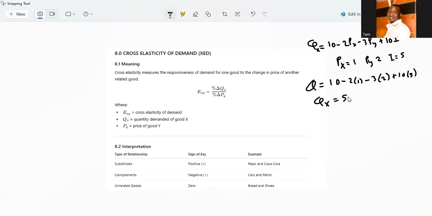Then they ask you what is the own price elasticity of demand. Put X on X. We simply get the gradient for good X times the actual price for good X over the quantity demanded. This is called own price elasticity, X on X. The gradients we have there are simply the numbers before the letters. For good X, the gradient is minus 2. Gradient for good Y is minus 3. Gradient for income is plus 10.